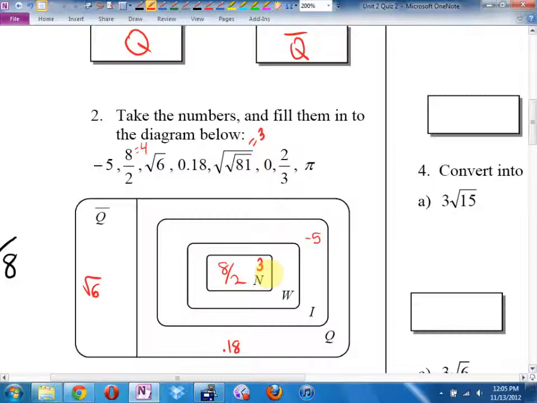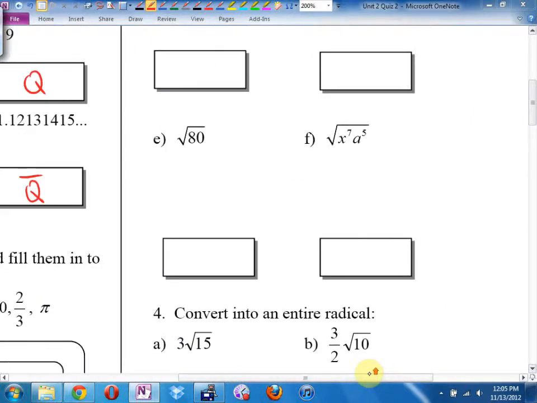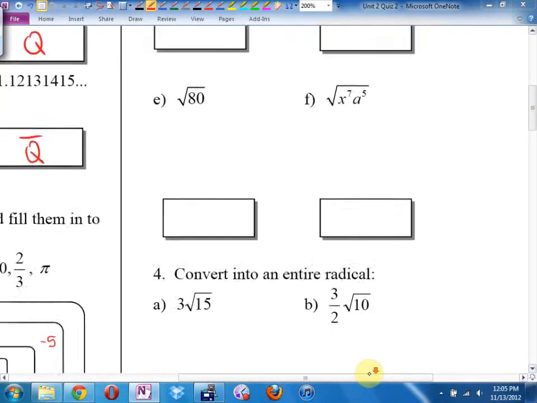0, which one does 0 go in? You can remember it because 0 looks like a hole, even though it's spelled with a W, but whatever dumb way works for you. 2/3, that's a rational, because anything you can write as a fraction is rational. Pi, irrational. So give yourself a little score out of 8. Oh, 3 is down here still.